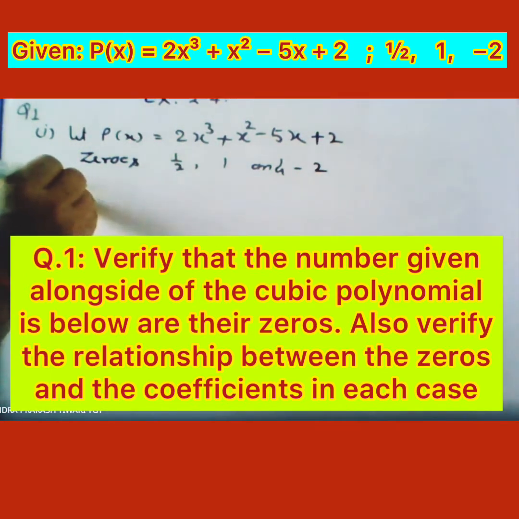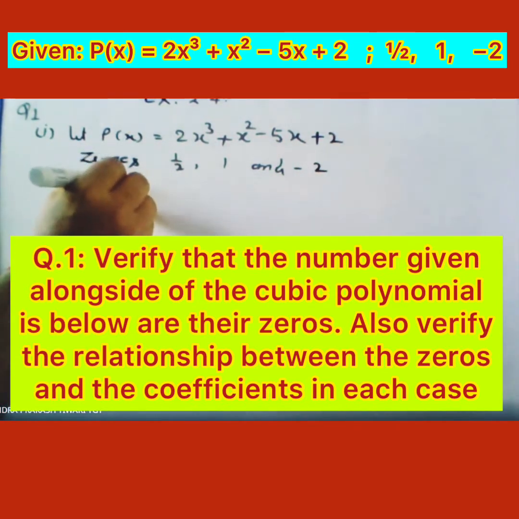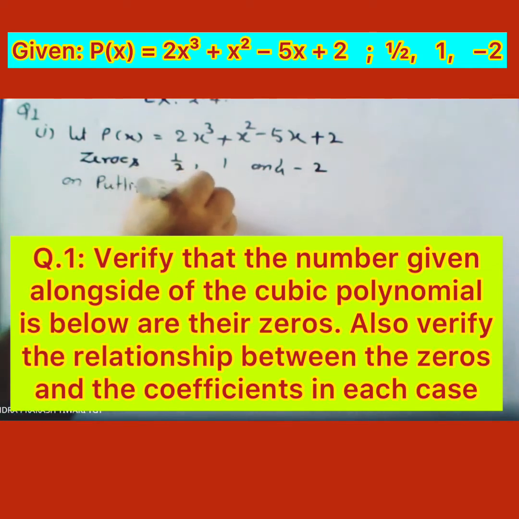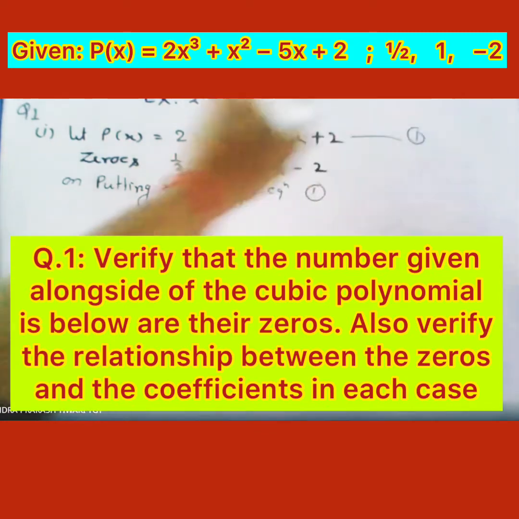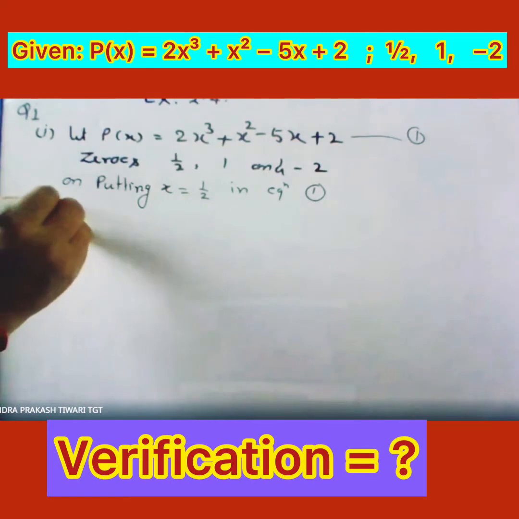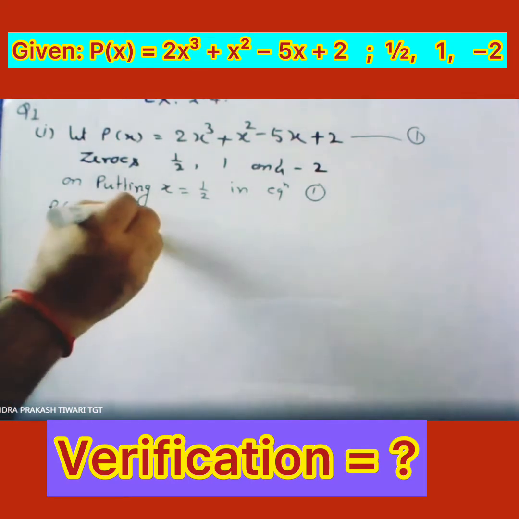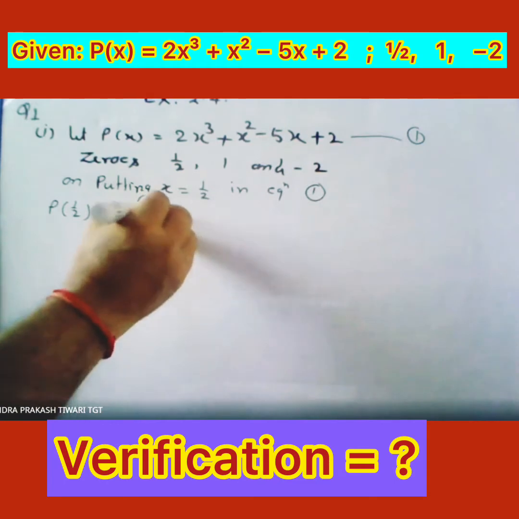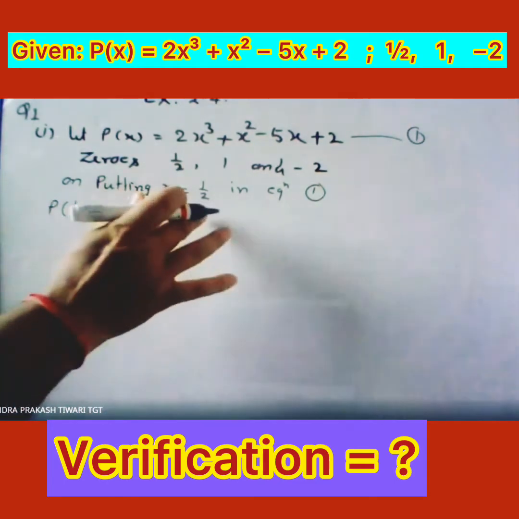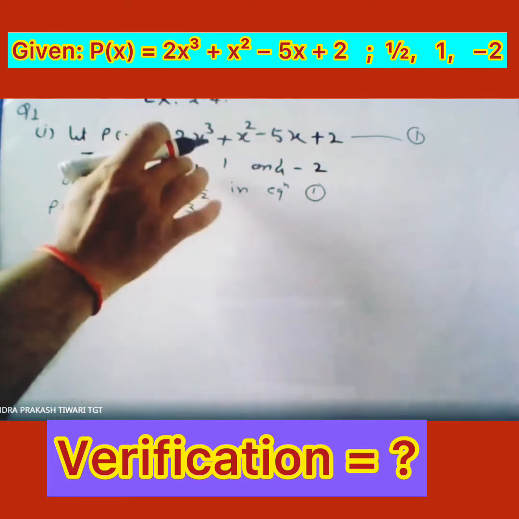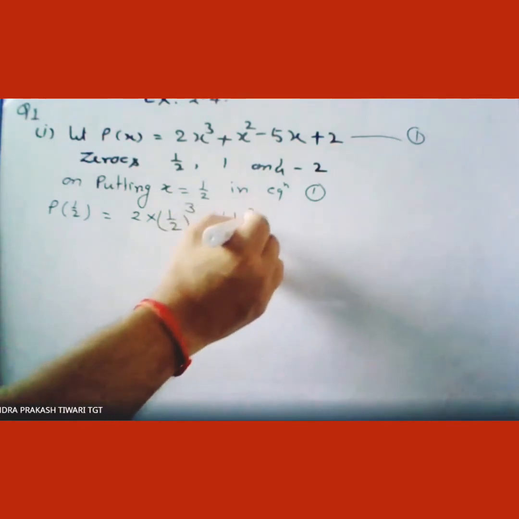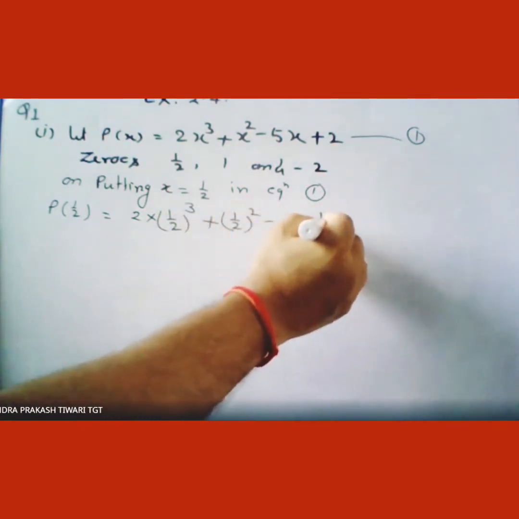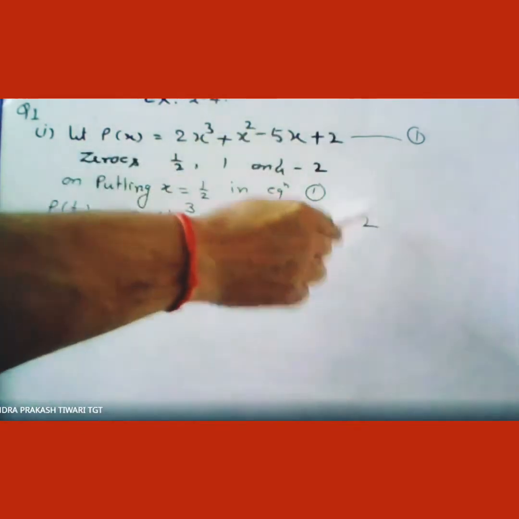p(1 by 2) means on putting x equal to 1 by 2 in equation number 1, and this is the equation number 1. So we will get p of 1 by 2 equal to 2 into (1 by 2) whole cube, because this is 2x cube, and plus (1 by 2) whole square and minus 5 into 1 by 2, and in the last you will write 2 same to same.